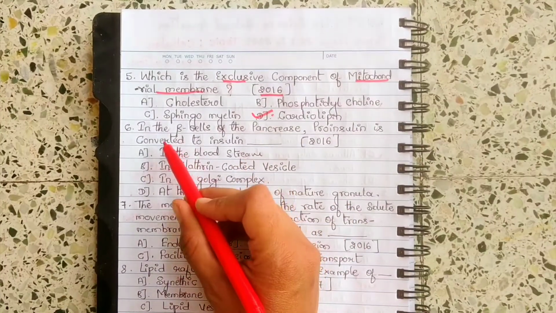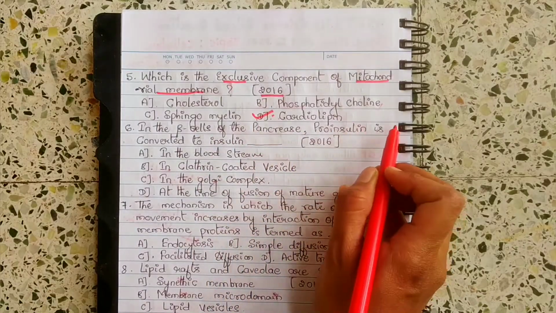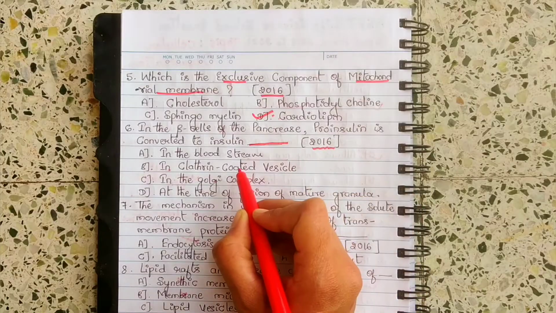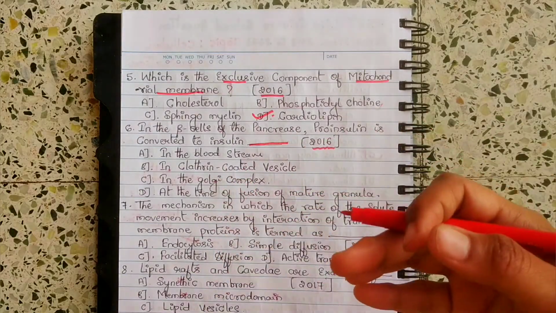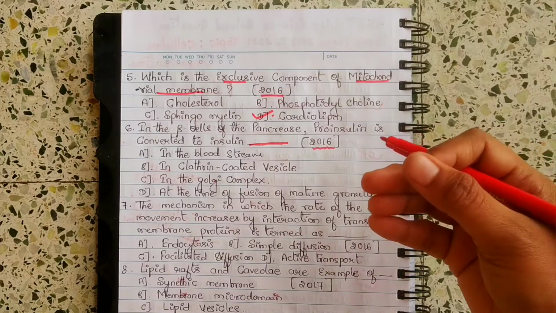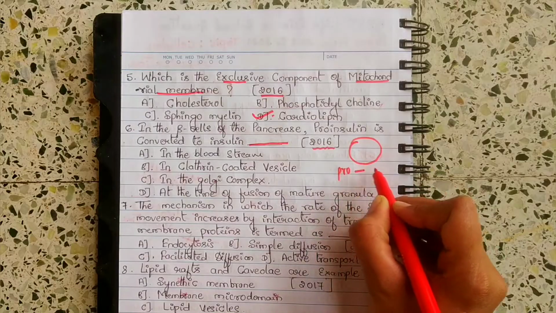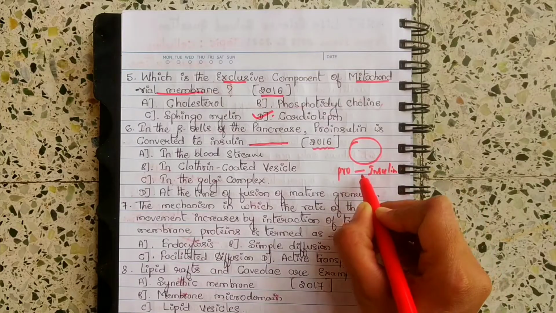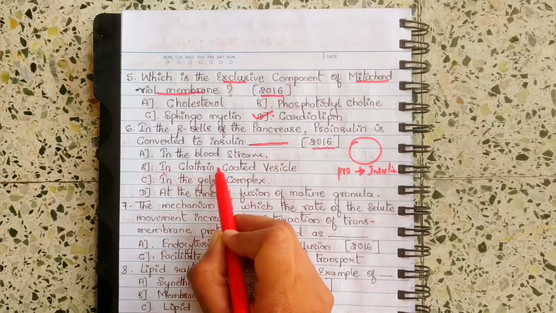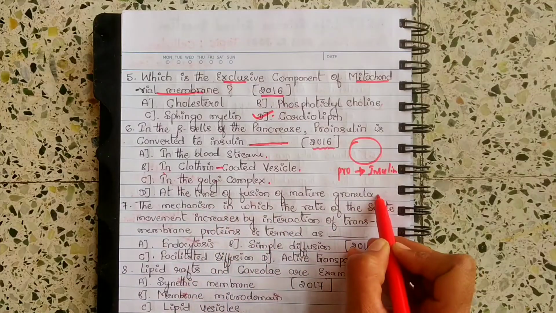The next question is like this. In the beta cells of the pancreas, proinsulin is converted to insulin, which was asked in the year 2016. They are asking where this proinsulin is converted into insulin. Option A, in the bloodstream; option B, in the clathrin coated vesicles; option C, in the Golgi complex; option D, at the time of fusion of mature granules.